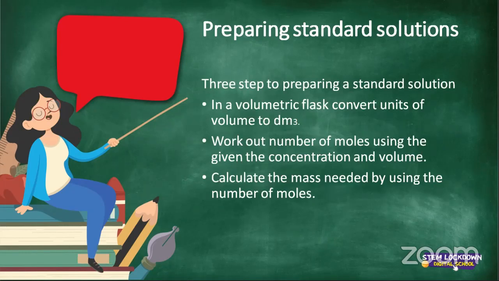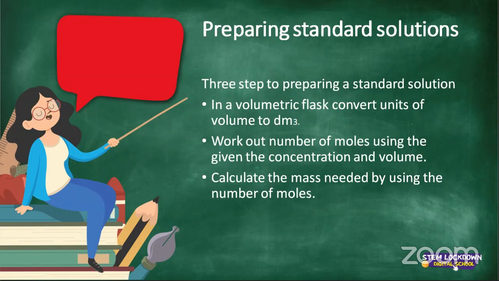Number 1, you take a volumetric flask and convert its volume to dm cubed. Okay, why are we doing that? Because our concentration has a unit of mol per dm cubed, so we also have to make sure our volumetric flask volume is converted to dm cubed. Number 2, we work out the number of moles using the given concentration and the volume.